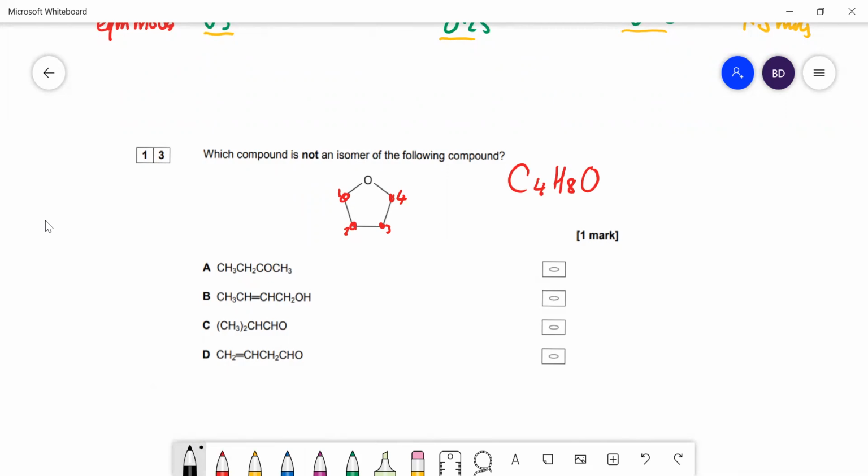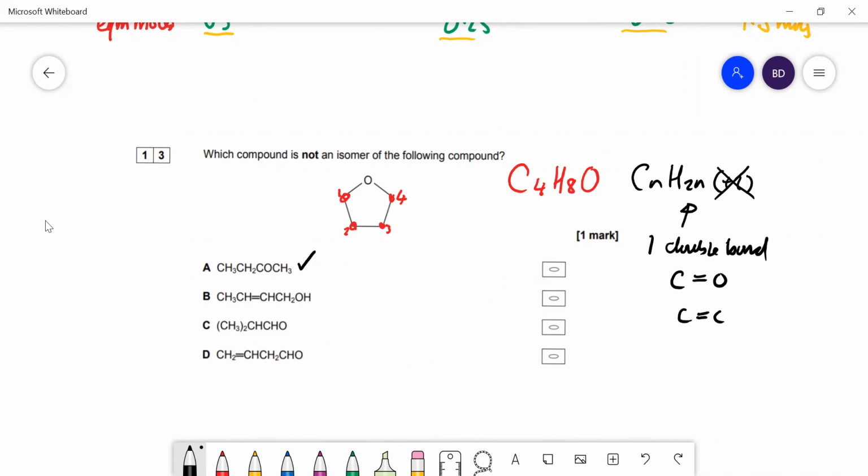Now look at the ratio of carbons to hydrogens. Because it's cyclic, it's CnH2n. It's not 2n plus 2. That's because it's cyclic. What else causes it to be CnH2n, other than cyclic, is when you've got one double bond, which can either be a carbonyl double bond or a carbon-carbon double bond. So all of these isomers have got to have just one double bond in them. Which one is not?